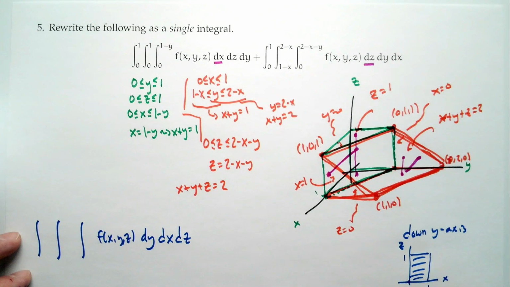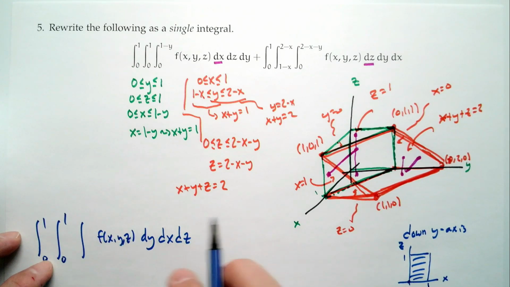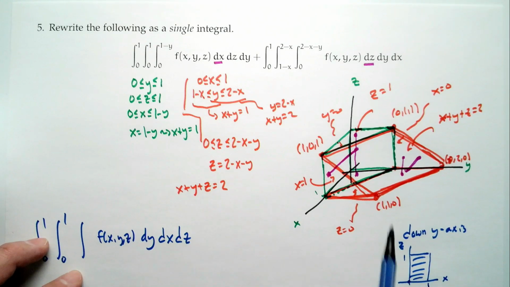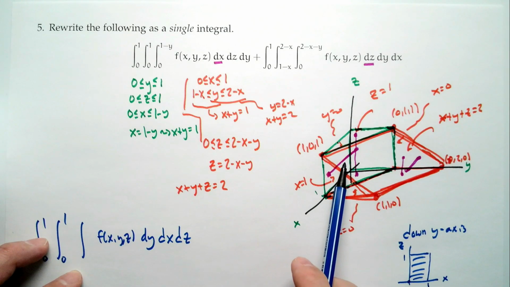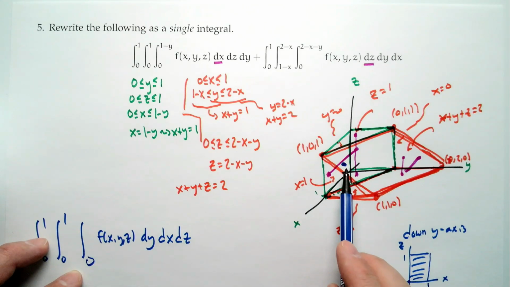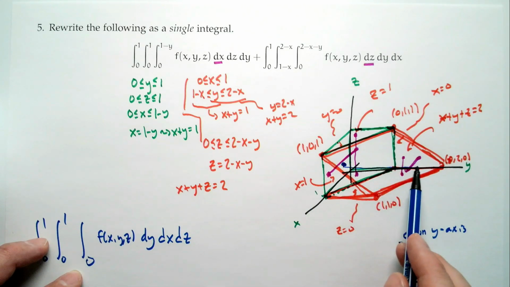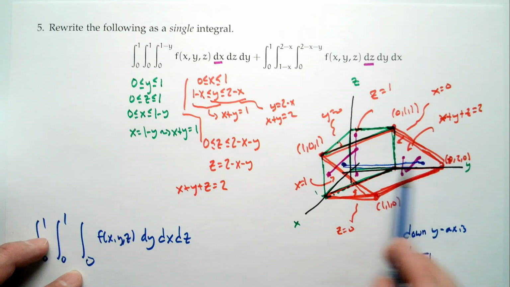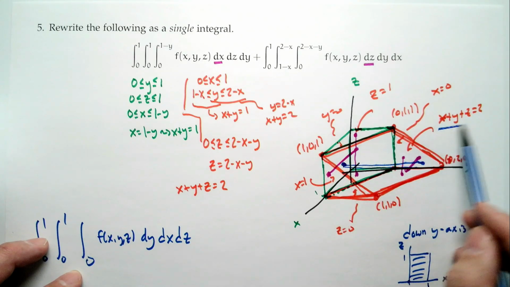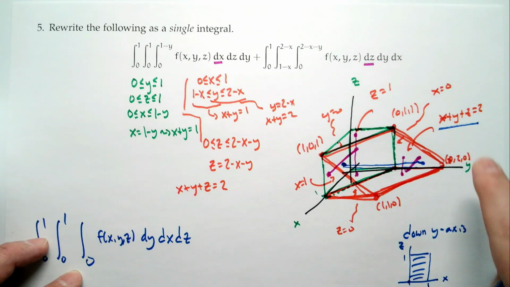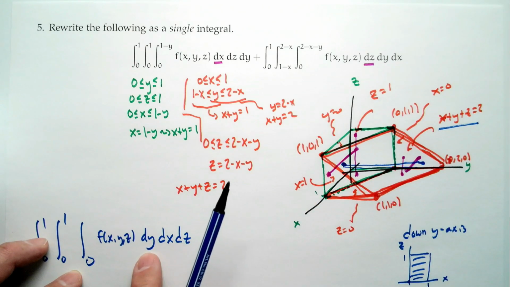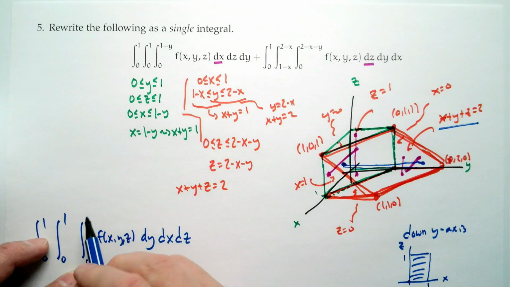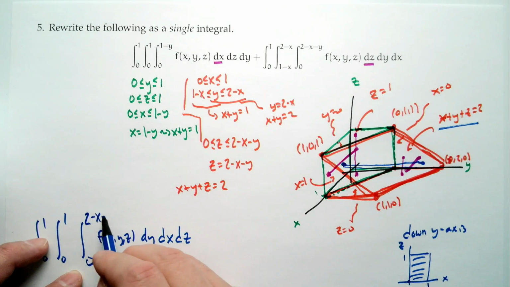So we have that z goes 0 to 1. X goes 0 to 1. Where does y go from? Well, we're going to go back and forth. So we start at the square on the back side, which is y equals 0, and we move forward until we hit the plane. This plane, x plus y plus z equals 2. Solve for y, because it's in terms of dy, so it's y equals. So you get y equals 2 minus x minus z.